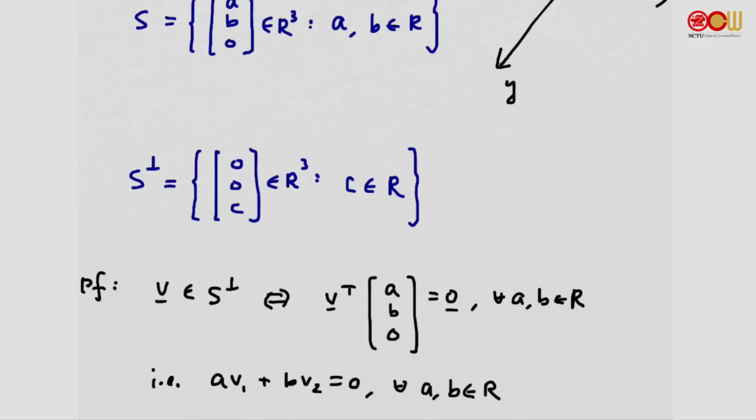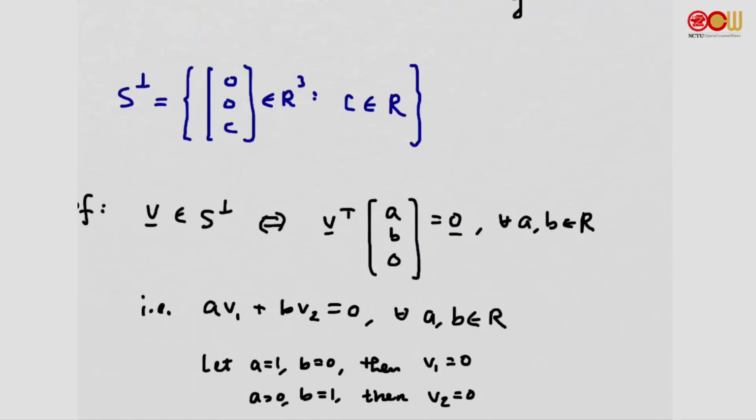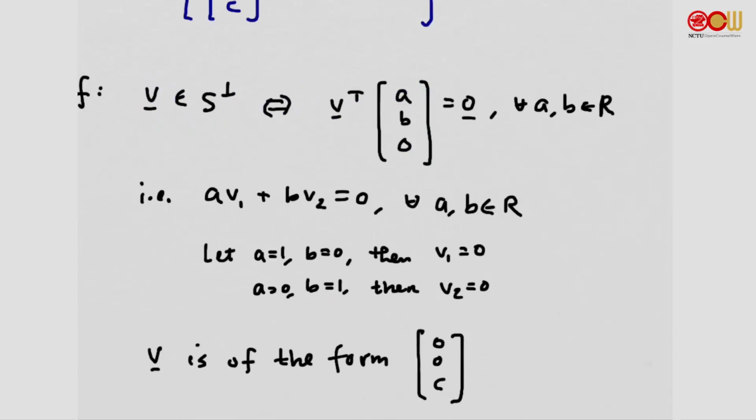And this means in particular that a v1 plus b v2 is equal to 0 for all a, b in R. This is true for any scalar a and b. So, in particular, it will be true when a is 1 and b is 0, then we get v1 equal to 0. And if a is 0, so this will go away, b is 1, we get v2 equal to 0.